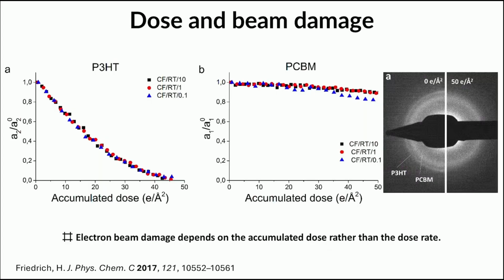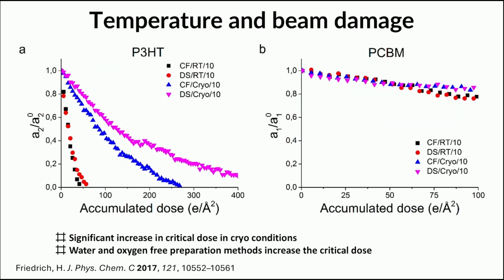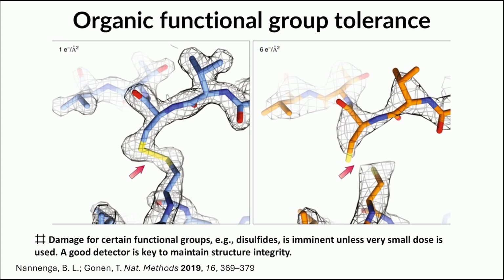So let's talk about the dose and beam damage. This is how the diffraction intensity of those polymers fades with accumulated dose. And here, the take-home message is that we don't care about the rate of the electron beam. All we care about is the dose. This is also dependent on temperature, as we expect. Using cryo and also preparing the sample in the absence of oxygen and water can give us better protection against beam damage. I also want to highlight that for certain functional groups, electrons can chemically react with them. Here the disulfide bridges are being reduced, and this is even at very low doses.